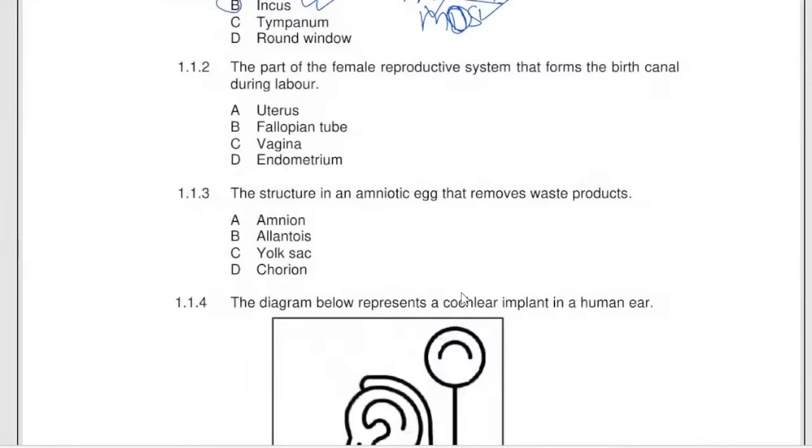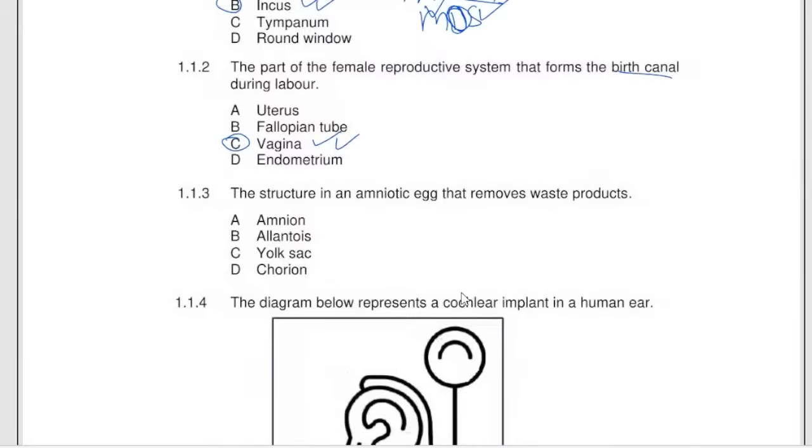The part of the female reproductive system that forms the birth canal during labor. The second name for the vagina is the birth canal. So the answer becomes C. If they ask you what is the second name for the vagina, then you say that it is the birth canal.